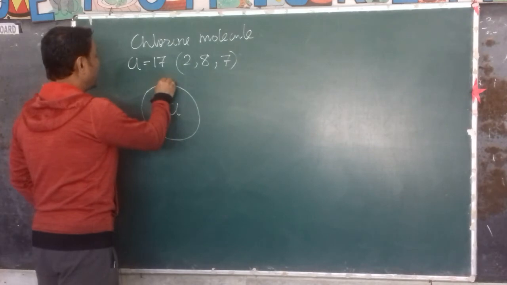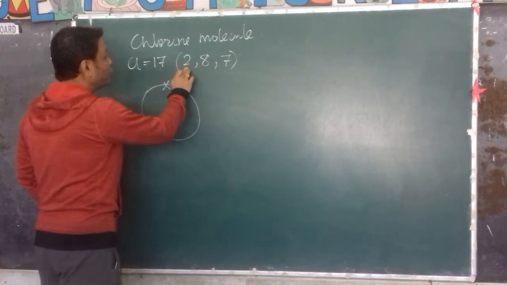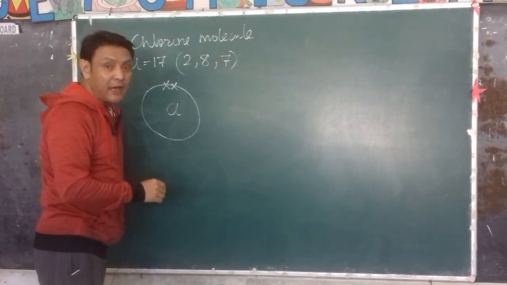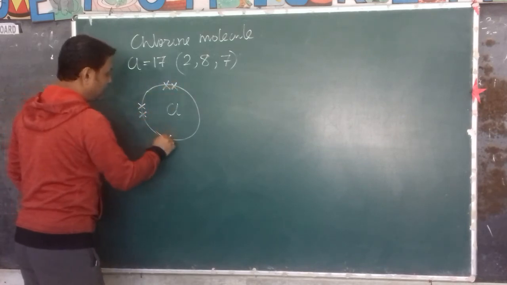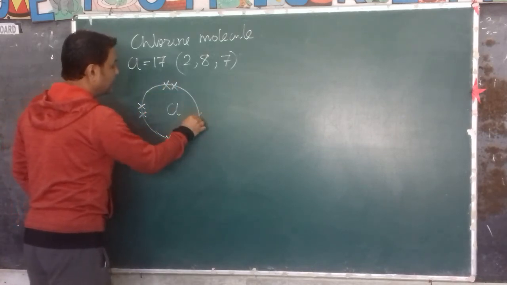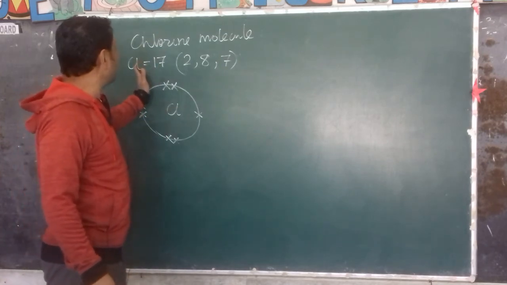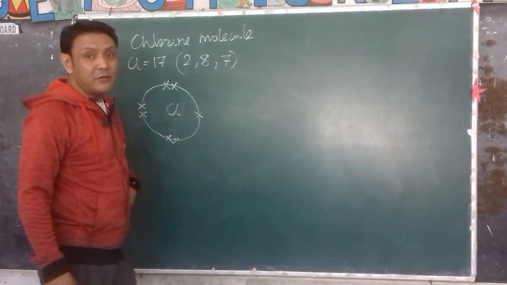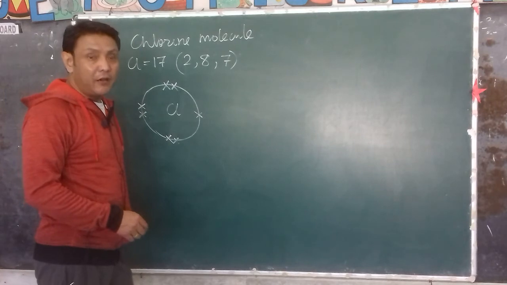So chlorine atomic number is 17. Electronic configuration is 2, 8, and 7. So it will have 7 electrons in the outermost shell. So 1, 2, 3, 4, 5, 6, and 7. So since chlorine follows the octet rule, meaning having 8 electrons in the outermost shell, to have a stable electronic configuration.